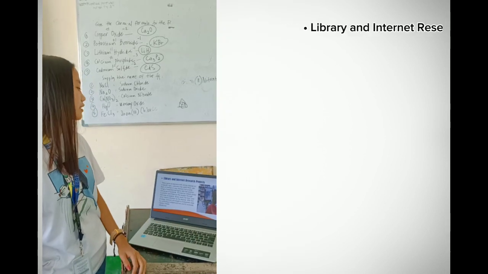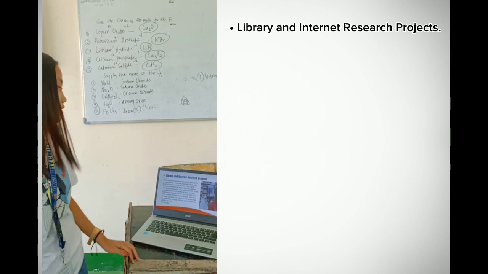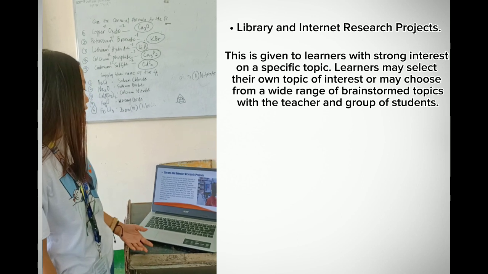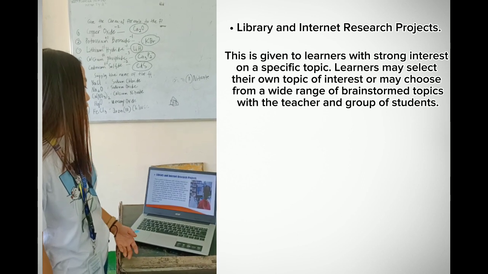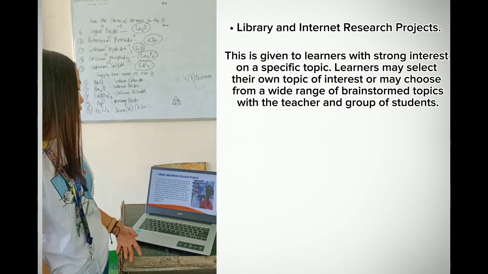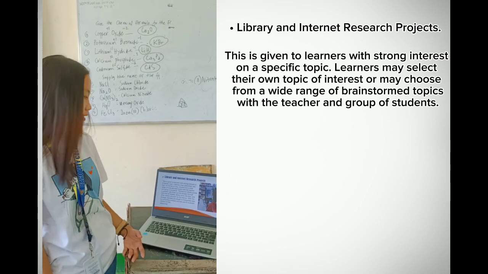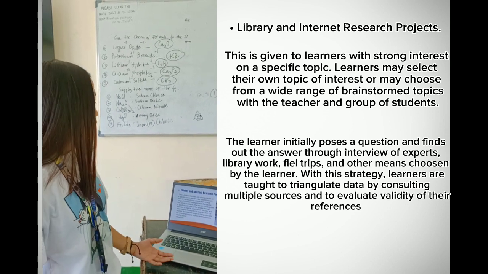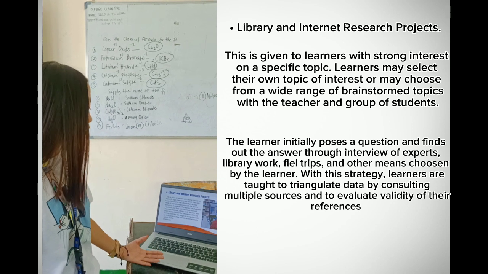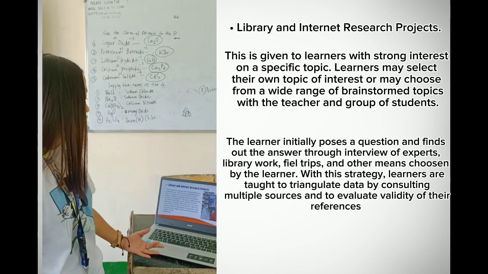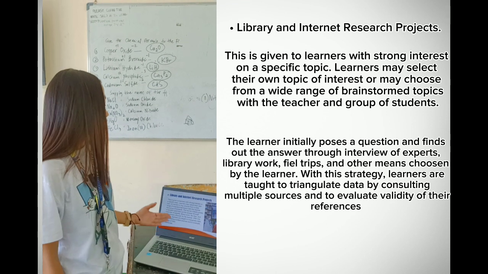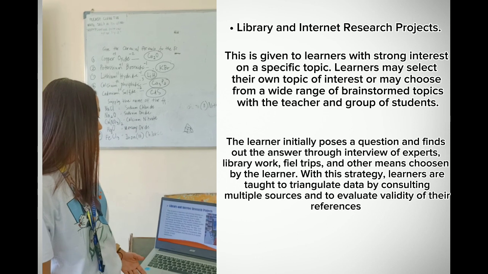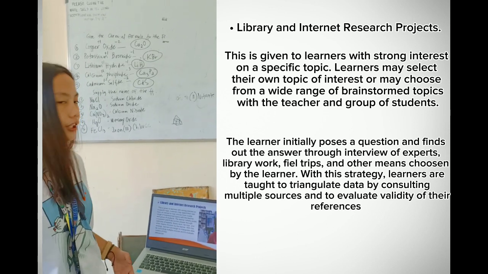First is library and internet research projects. This is given to learners with strong interest in a specific topic. Learners may select their own topic of interest or may choose from a wide range of brainstormed topics with the teacher and a group of students. The learner initially processes a question and finds out the answer through interviews of experts, library work, field trips, and other means chosen by the learner. With this strategy, learners are taught to triangulate data by consulting multiple sources and to evaluate the validity of their references.